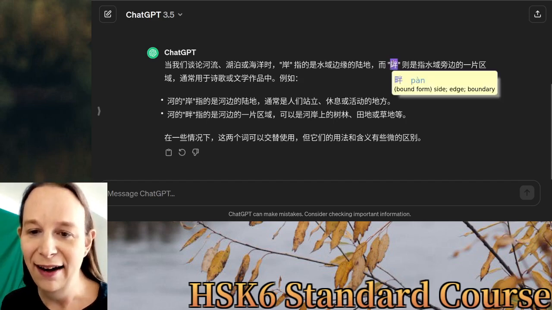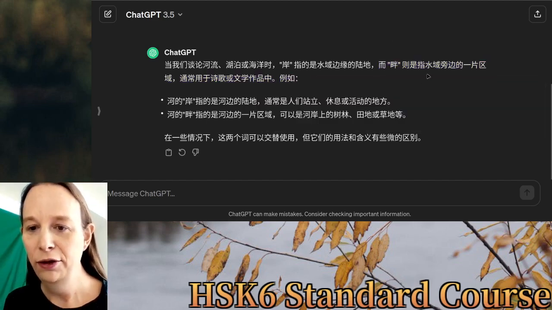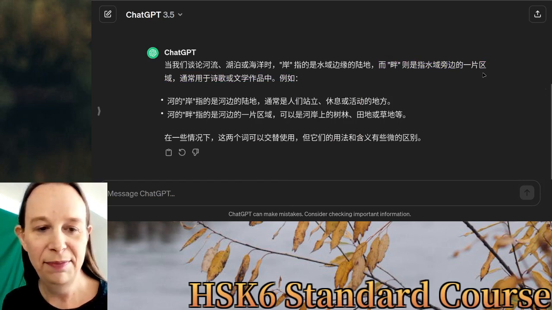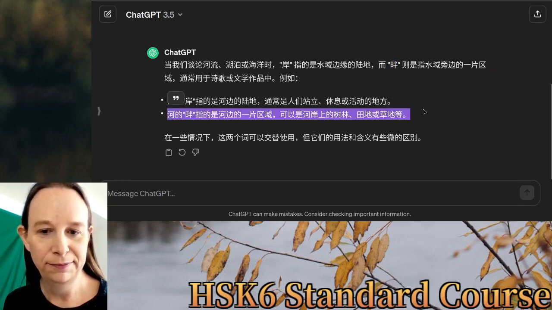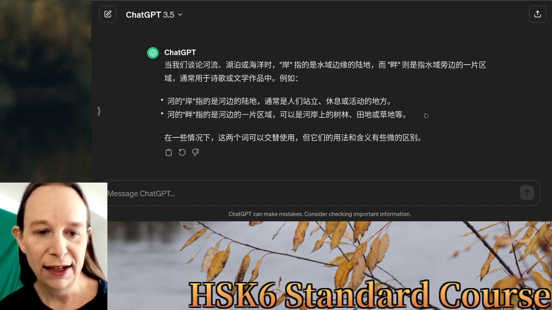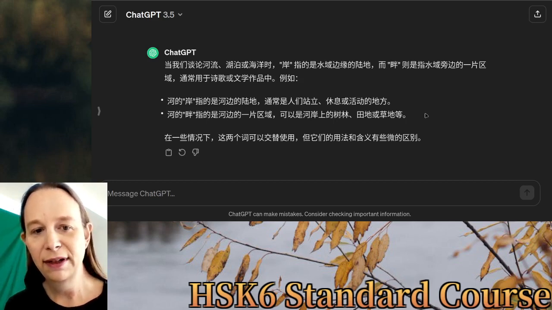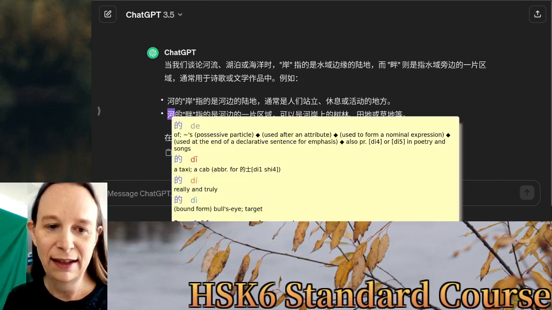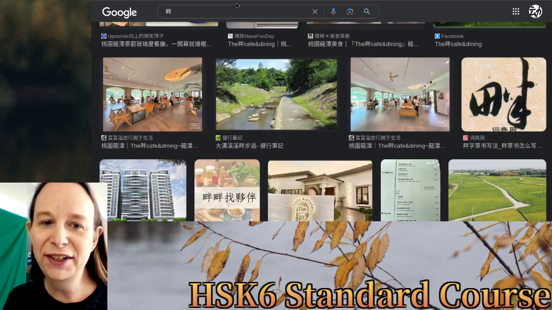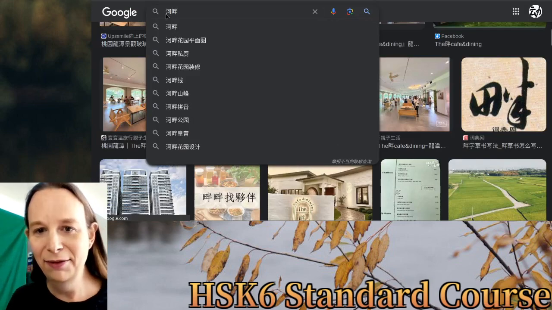Okay, pan. This is a region beside the water. It's usually used in poetry and literary works. Oh, okay. So maybe they mean the same thing, but pan is used in poetry. So the pan is a whole region according to ChatGPT, whereas an was just the rim.